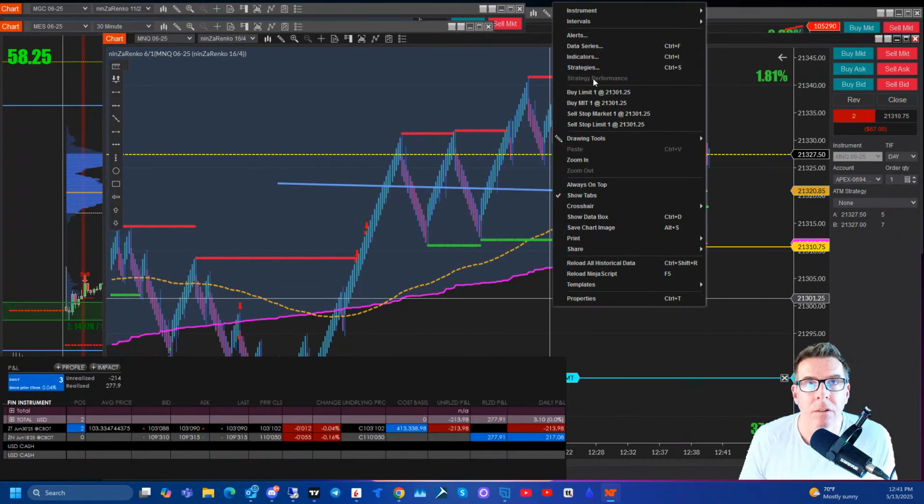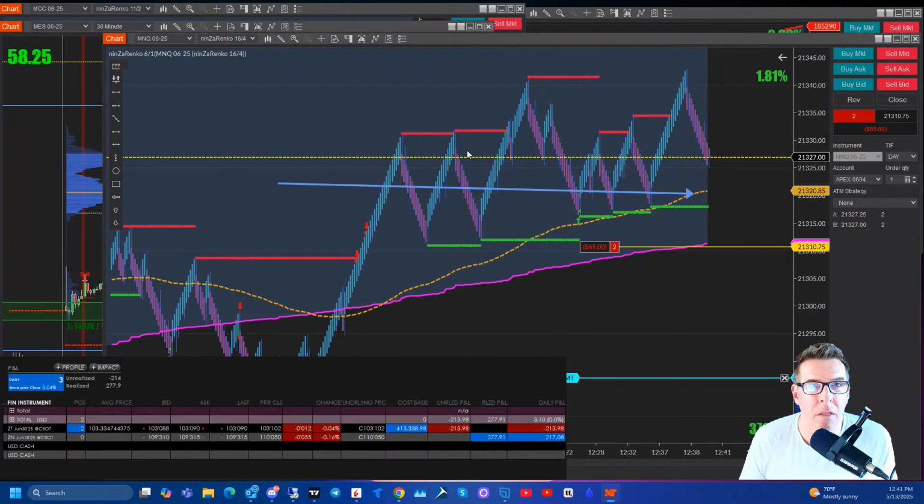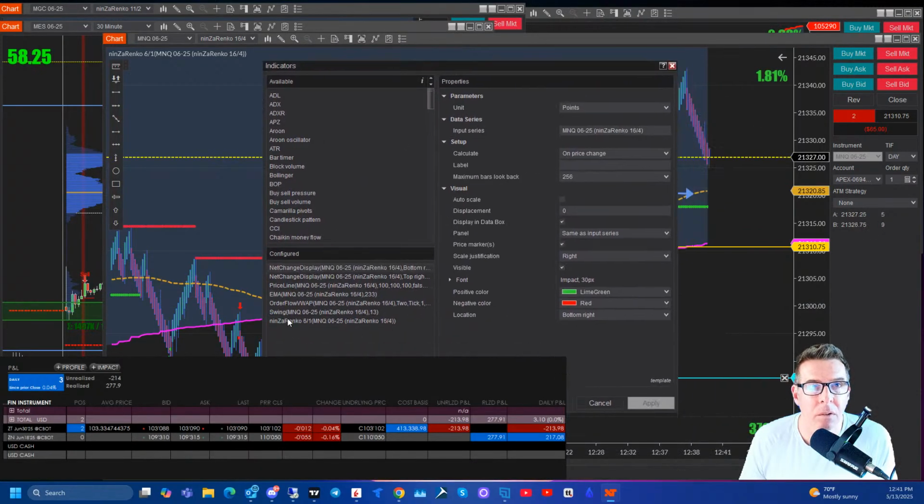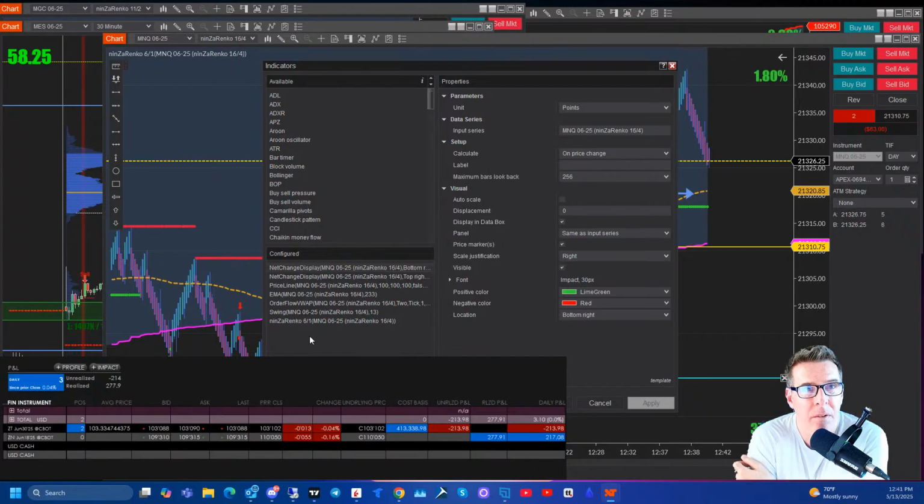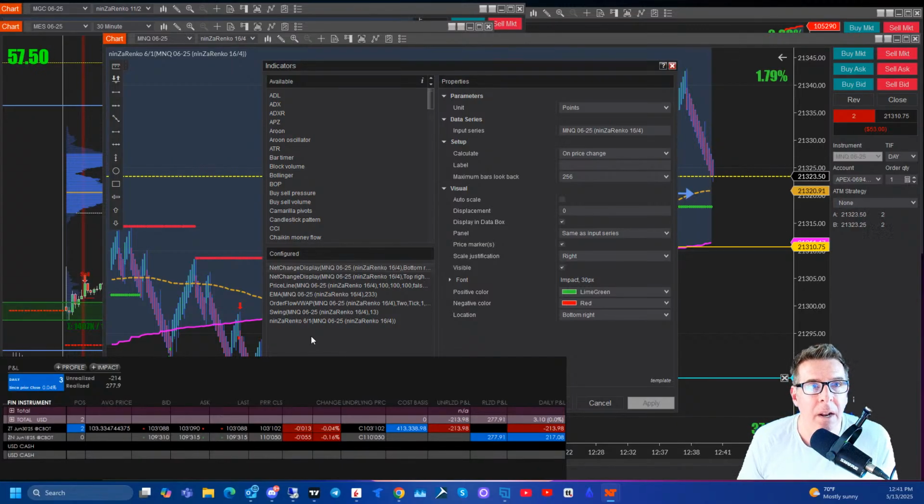I can show this. There's other stuff on here that's not meaningful. So the net change display is just showing the change from prior close. Then I have a price line on here. I have a 233 EMA. I have the order flow VWAP. So again, if you're going to do what I do, you need to have a paid license of NinjaTrader. And then I have the swing MNQ.